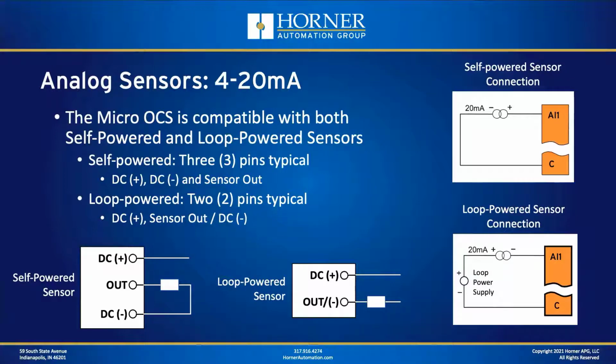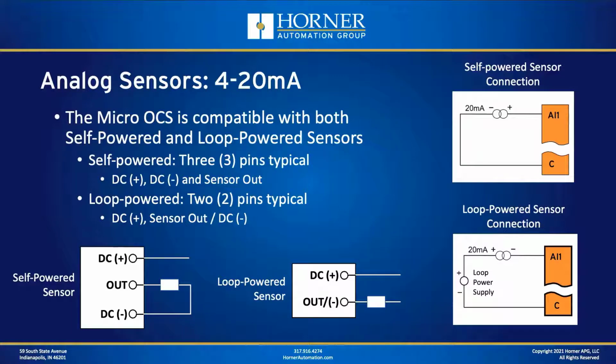Now the reason why Micro OCS has been designed around 4 to 20 milliamp analog inputs is because after all these years, it's still by far the most common analog signal that's out there. Of course, there's plenty of other types as well, 0 to 10 volts. There are thermocouple and RTD sensors, but 4 to 20 milliamps still dominates in terms of the signal level that's used in industry today. Okay, and so that's why we applied that with the Micro OCS.